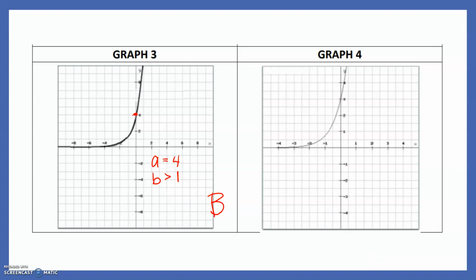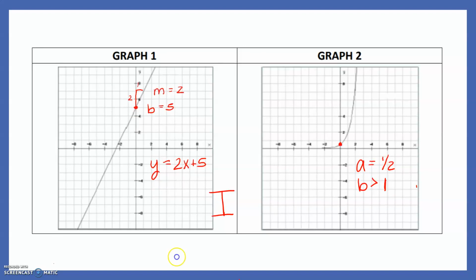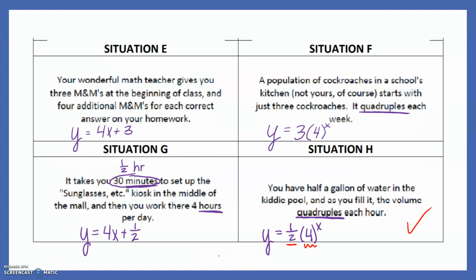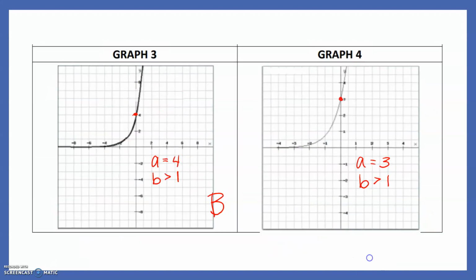Graph number 4 has a starting value of 3. And we know that our b value is greater than 1 because it is an exponential growth again. So here we have a start value of 3 and a b that is greater than 1. So F works in this case. And there we go.